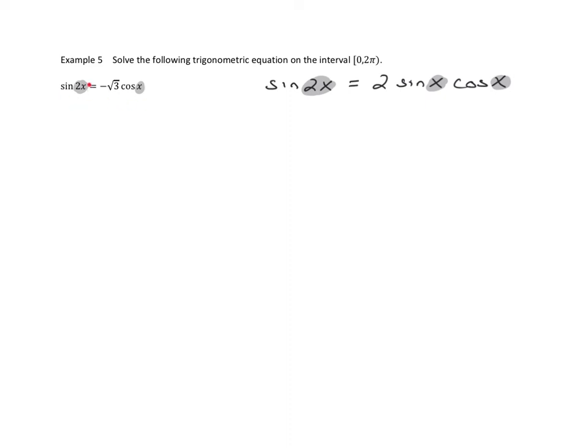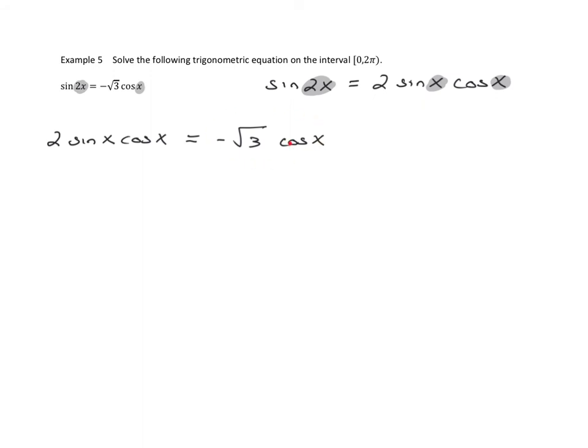So in this equation, I'm going to swap out sine of 2x with this thing. The equation becomes 2 sine x cosine x is equal to negative root 3 cosine of x. So how do we solve this thing? There are a couple of ways to do it.